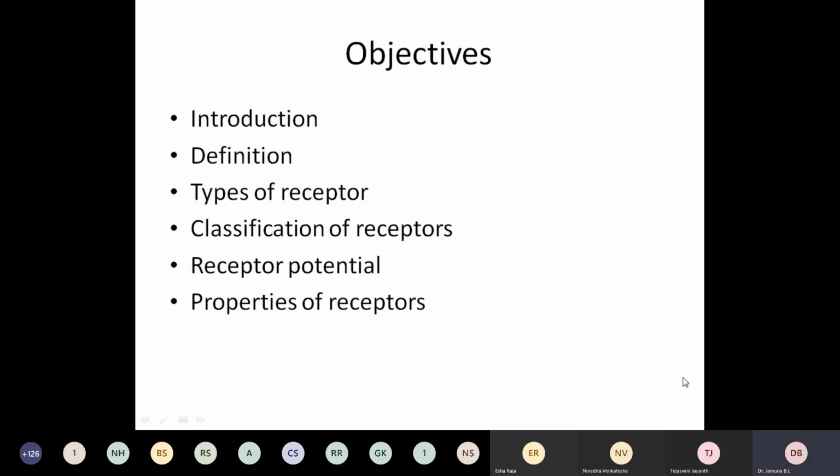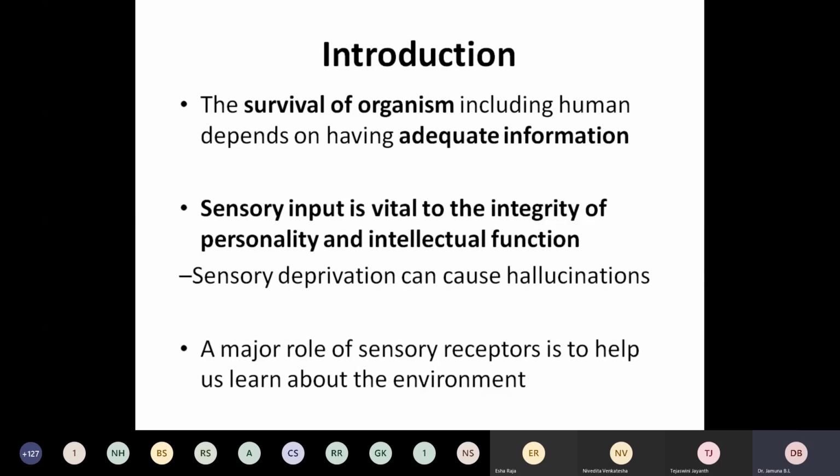Coming to the objectives, today we are going to discuss under these SLOs. First we will discuss the introduction, then the definition of the receptor and the receptor types, then classification of receptors and a bit of detail about the receptor potential, and later we will discuss the properties of receptors. We know that the survival of an organism, including humans, depends on having adequate information.